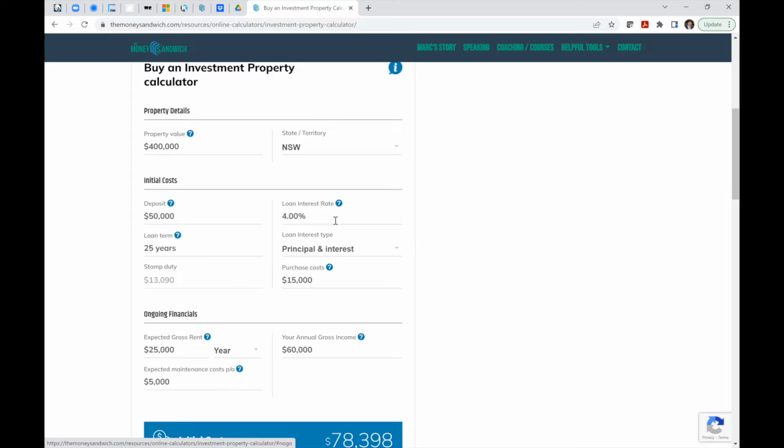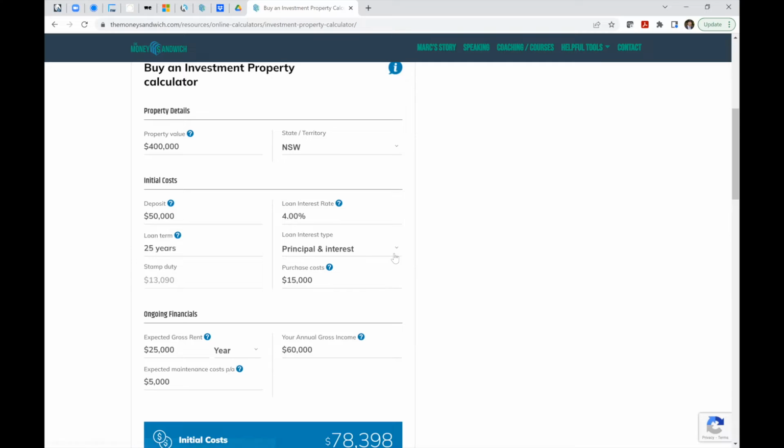If you're able to get a different rate, absolutely you can put that figure in. The loan term is 25 years, and it's a principal and interest type loan, which means that the principal is also getting paid off as well as the interest. What you can also have is an interest-only loan, if that's the type you can get. So some people want to actually lower the monthly interest repayments.